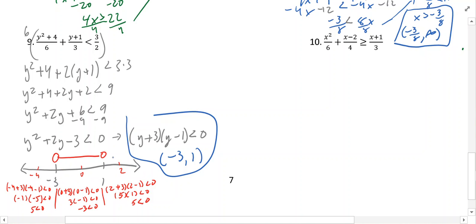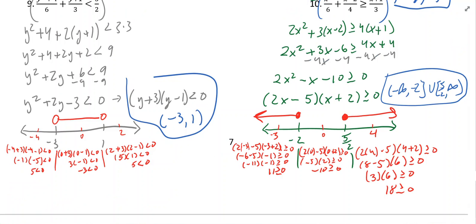So these are our roots. So it's open circle, and everything in between. So we say parentheses, negative 3 to 1 parentheses. And remember, you don't have to draw the number line, but if it helps you find the interval, then you're going to want to do it. Okay, so go ahead and pause the video and try number 10.